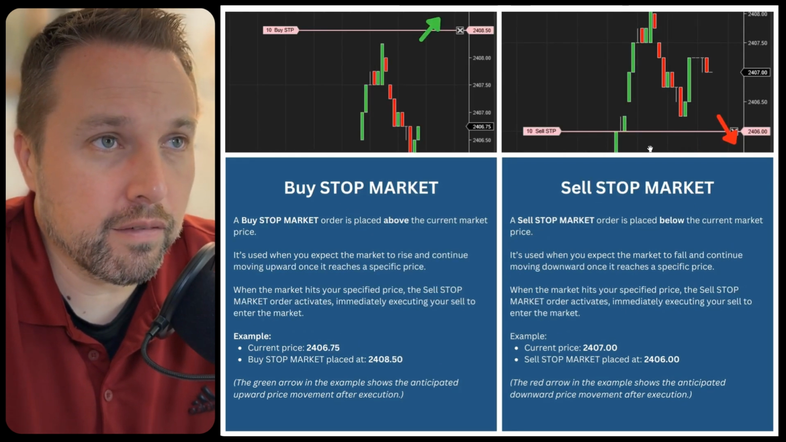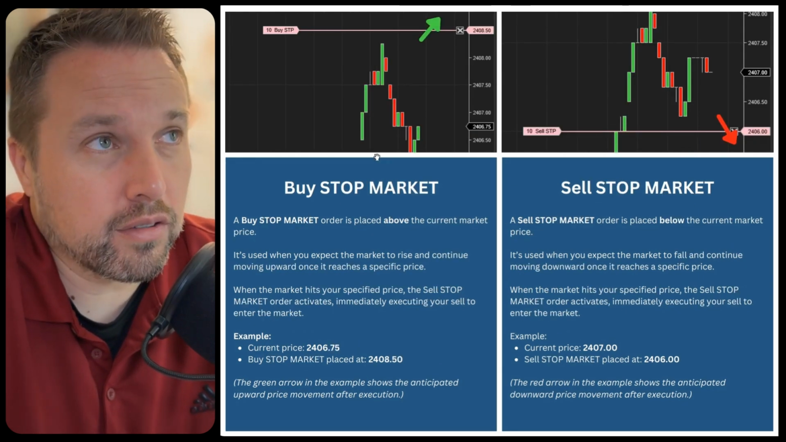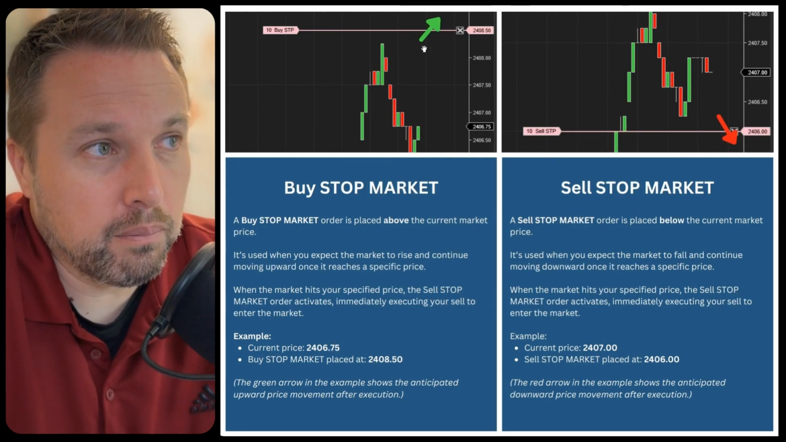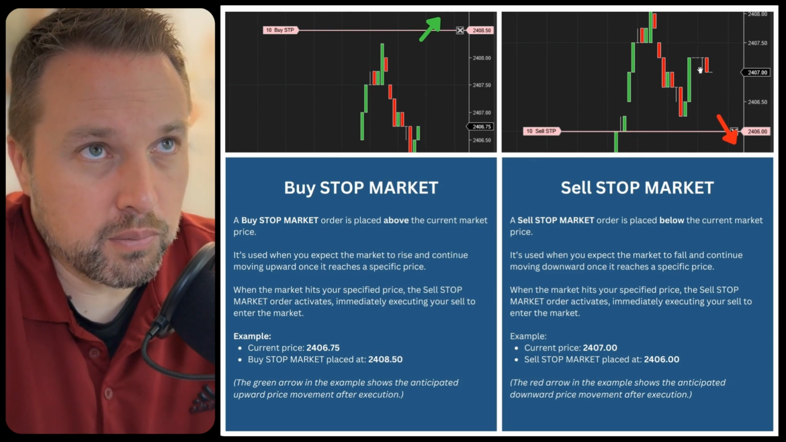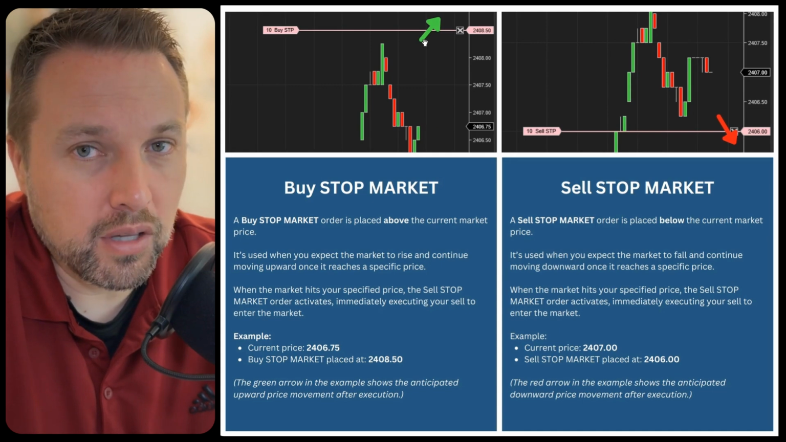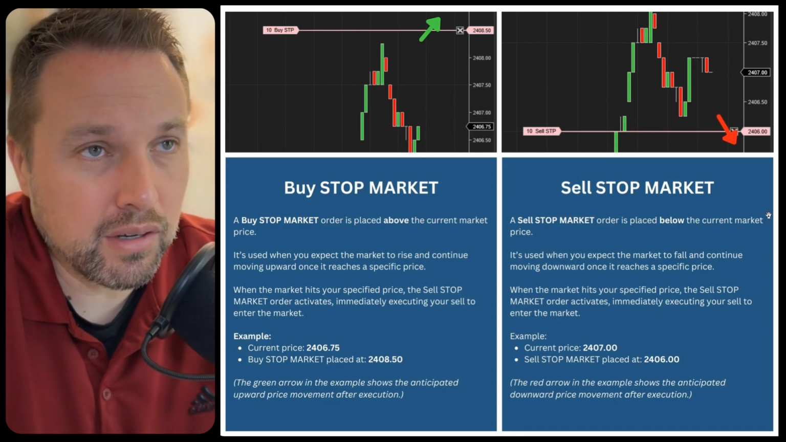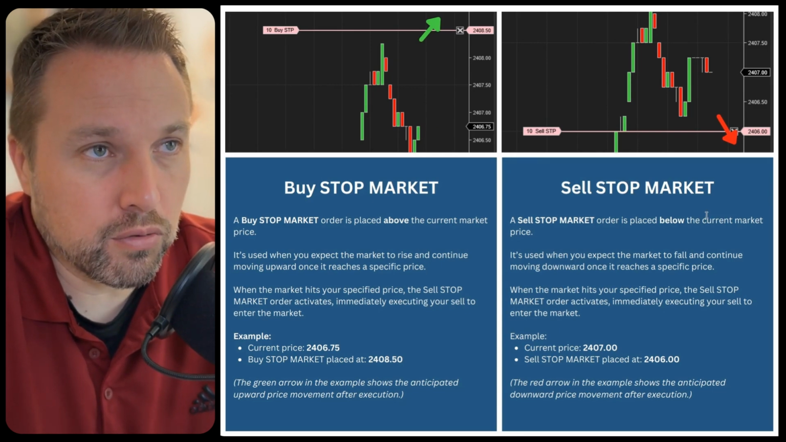Next up, we have the stop market orders. A stop market order is placed above for a buy and below for a sell. And these are typically used for breakout trades. So if you expect the market to go up, break through a level, and then continue up or continue down, that would be a typical use case for a stop market.